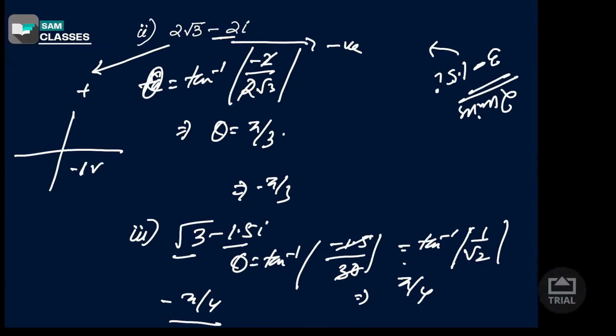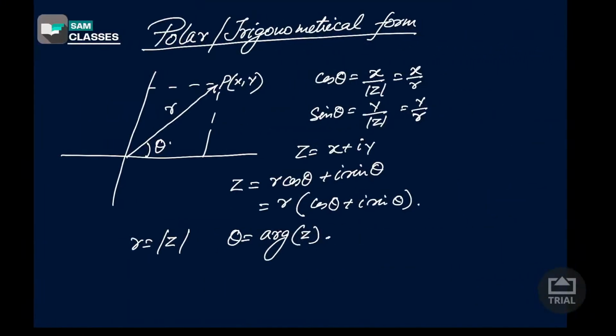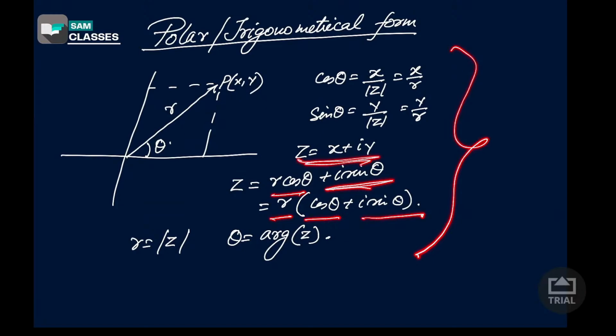Got it, everyone? Now, polar representation is not there, okay, but it's the same thing that I showed you. Nothing changes in that. Z equal to x plus iy, r cos theta plus i sin theta, r into cos theta plus i sin theta. Same thing. Nothing changes.